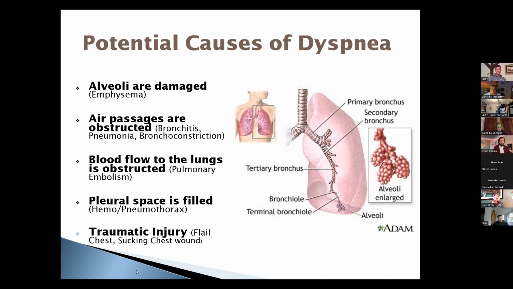Other things that we're going to see is that the blood flow to the lungs is obstructed. So something like a pulmonary embolism, where if the blood flow is obstructed to a section of the lung, that section of the lung is not going to get the blood and the oxygen that it needs.